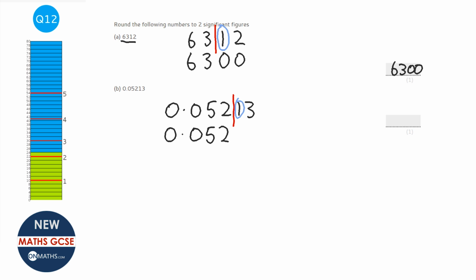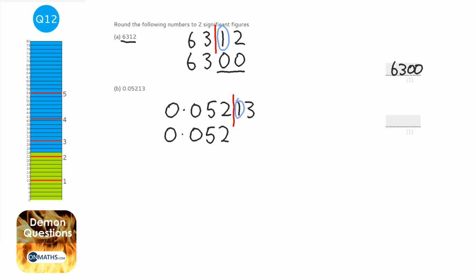Now I could put 0, 0 in here, but this time the numbers aren't actually affecting anything. Before, the 2 zeros there were holding that 6 to 6,000 and the 3 to 300, so they were really important. The zeros here aren't actually changing the number at all, so we don't need to have them. So the answer is 0.052.